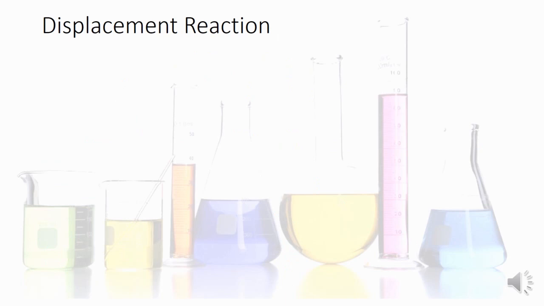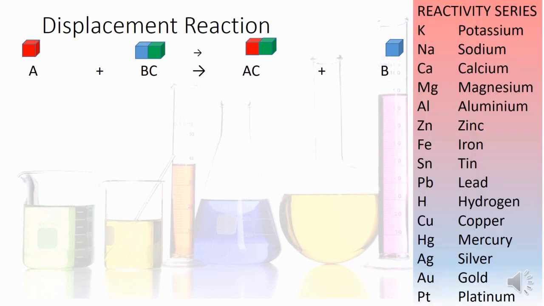We have displacement reaction. Here we have a more reactive metal displacing a less reactive metal. A, being more reactive than B, displaces B. Here we have the reactivity series of the metals. The more reactive ones are placed on top.